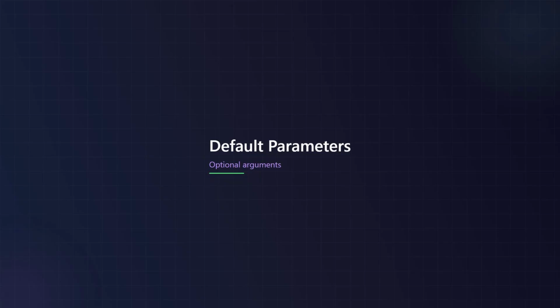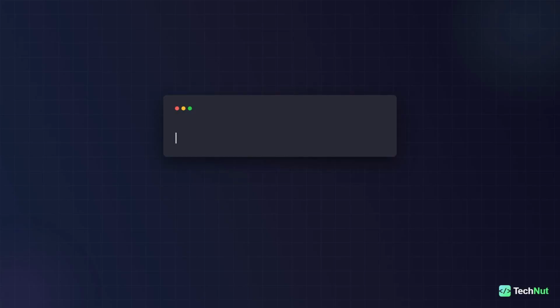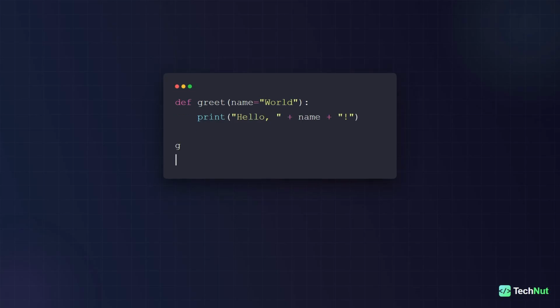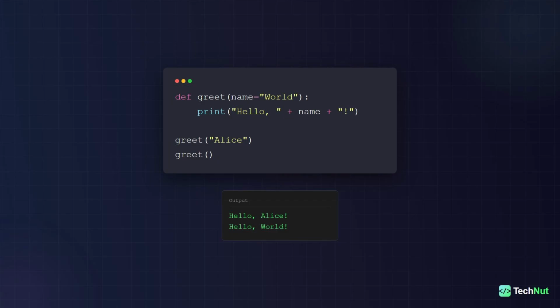What if a parameter is optional? You can give it a default value. The parameter has a default of world. If you call the function with an argument, it uses that. If you call it without, it falls back to the default. Alice overrides the default. The empty call uses world. This is useful for functions where most calls use the same value, but you want flexibility.